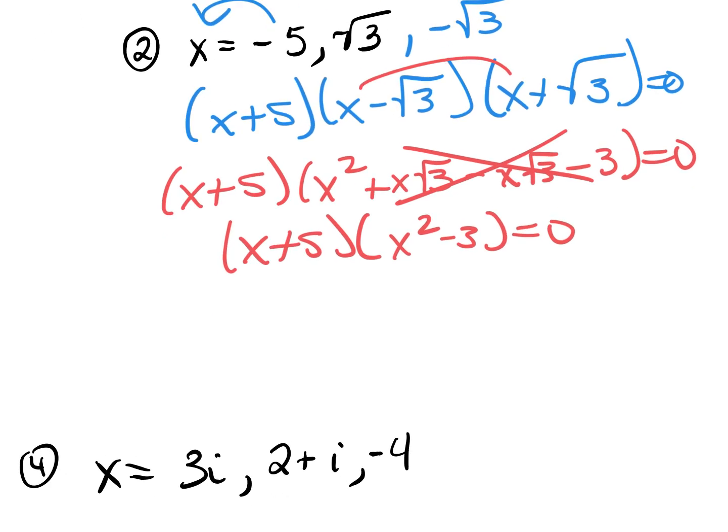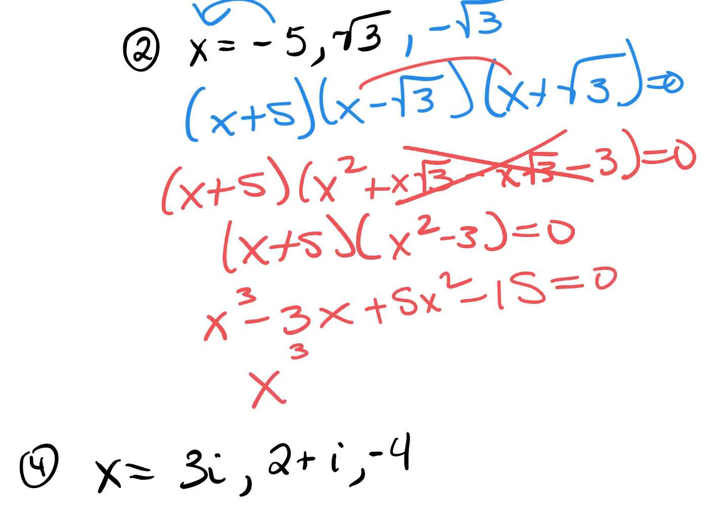When we combine these, x times x squared is x cubed. x times negative 3 is negative 3x. So 5x times x squared is plus 5x squared, and then 5 and negative 3 is negative 15, sorry. So combine like terms, you have x cubed plus 5x squared minus 3x minus 15 equals 0.